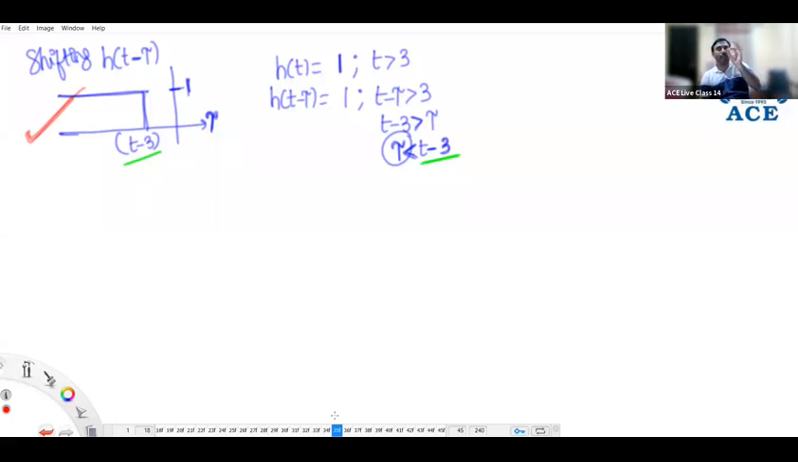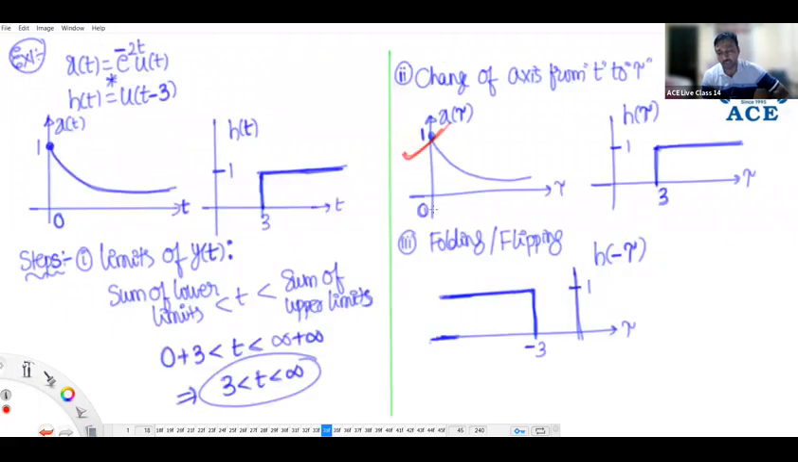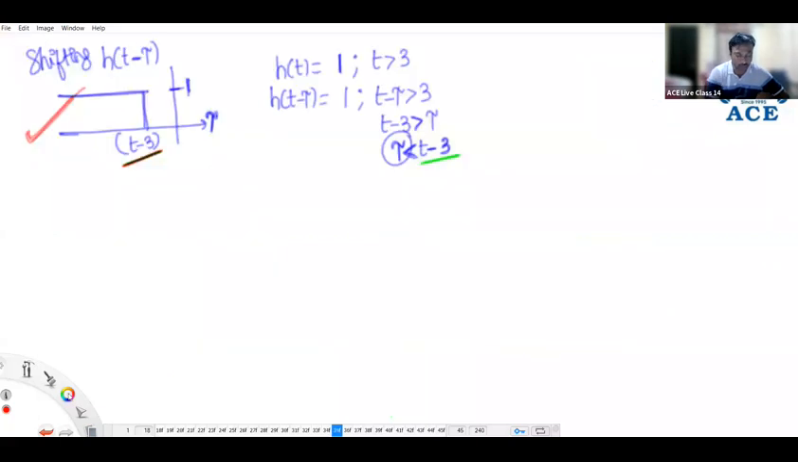x of tau remains in its position. On the signal x of tau, we are moving h of t minus tau. So how to start the problem? What is the lower limit of x of tau? Look here. Lower limit of x of tau is 0. But what is the upper limit of the shifted version? t minus 3.